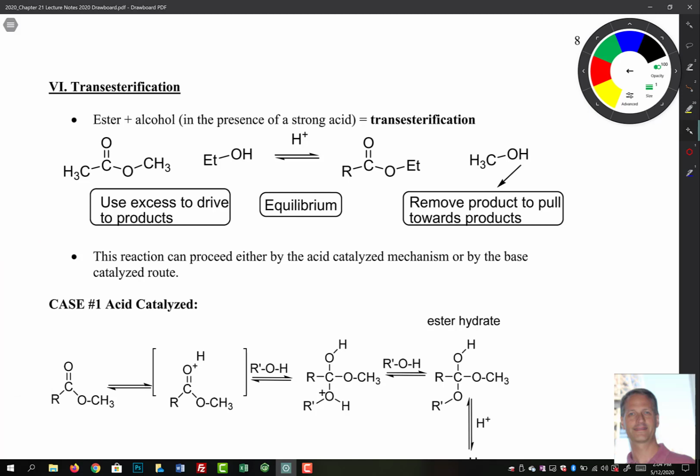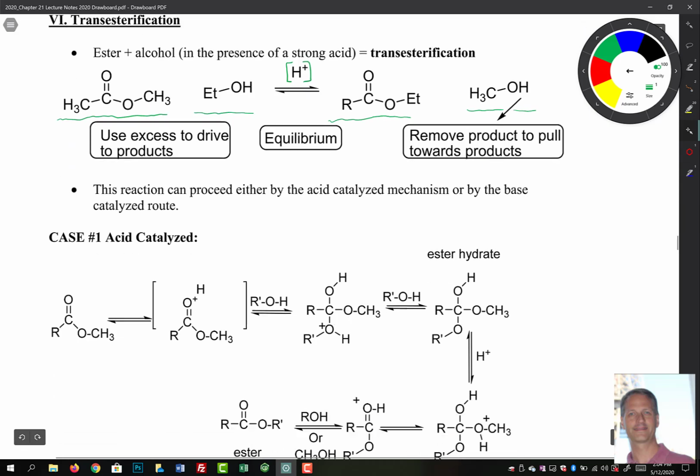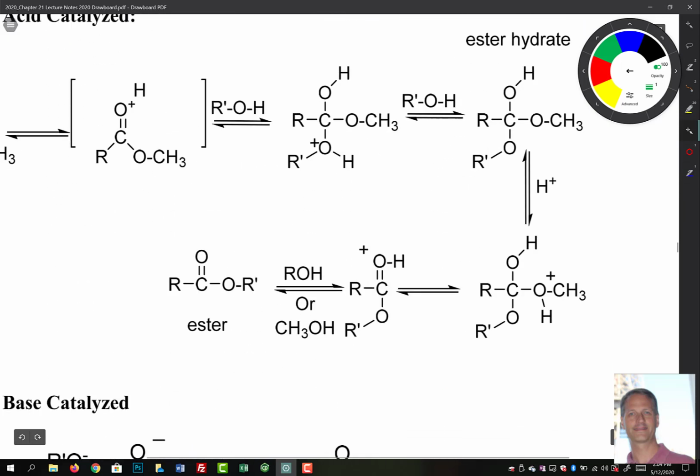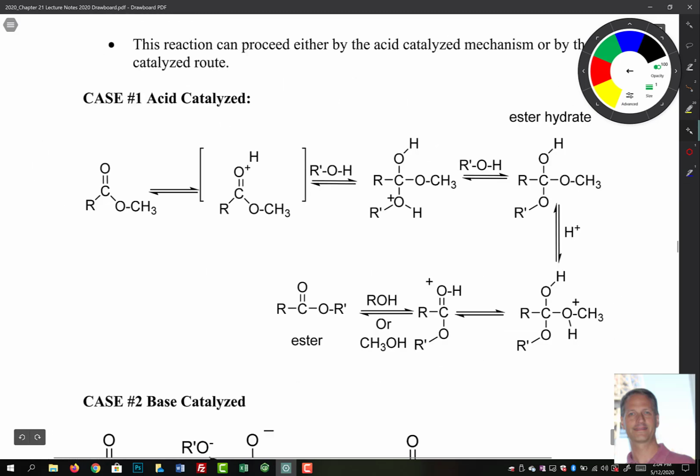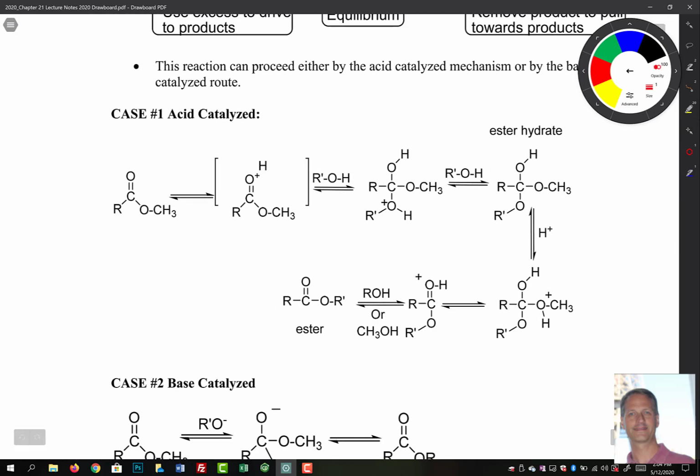So transesterification occurs when we have an ester and an alcohol in the presence of a strong acid, so we need a strong acid here, to make a new ester. So here we have our original reactant ester with our alcohol, to make a new ester and an alcohol over here. Now the reaction can proceed by an acid catalyzed mechanism or by a base catalyzed route. So let's take a look at the mechanism here and we'll put in our arrows. The reaction is fairly straightforward though.